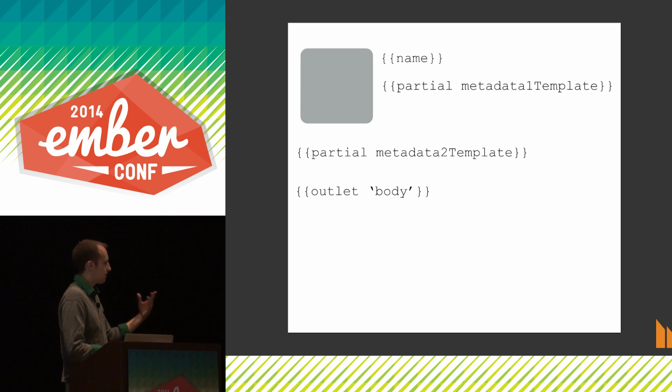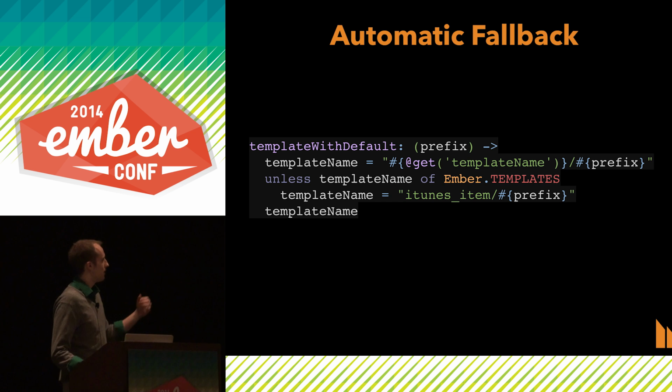So metadata 1 can be filled in with stuff, and it's very easy to write this kind of code. You just basically define a method that's template with default, and if it exists in the ember.templates, then it's there and you use it. If not, you fall back to the base one that's just a generic template. It might be empty even.